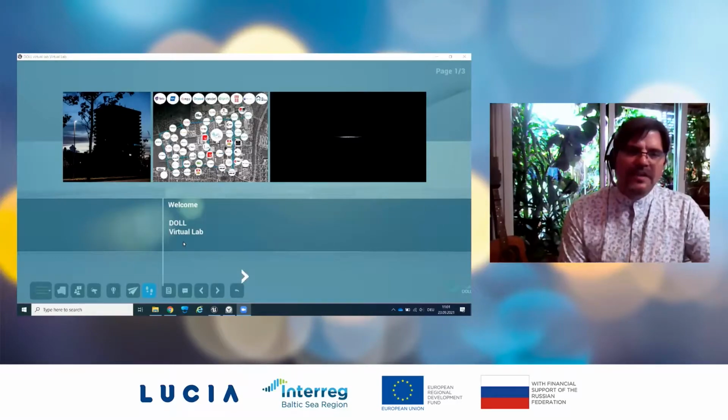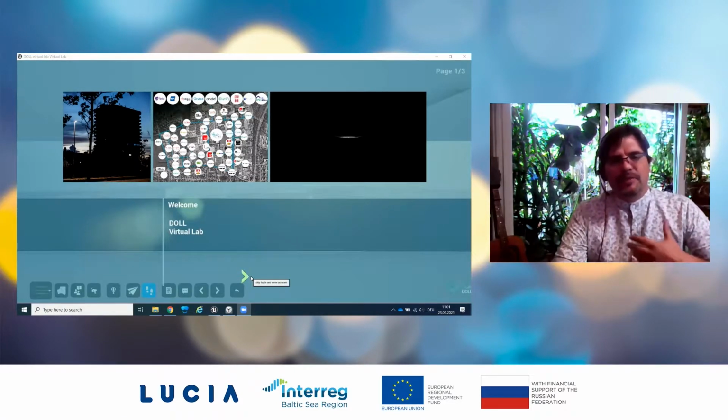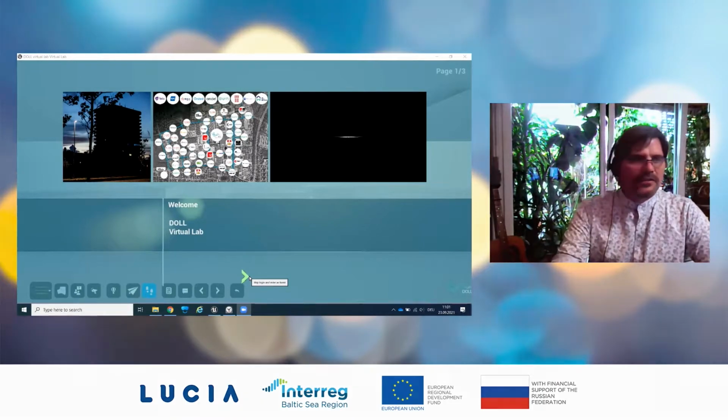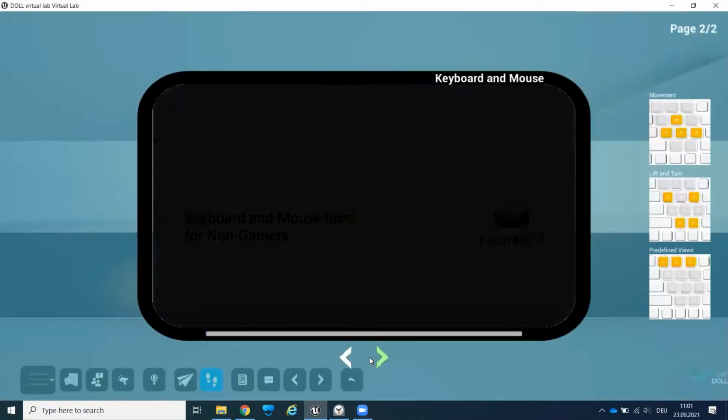I hope you see already my screen, which says "Welcome to the Virtual Lab". I've decided in the morning that we skip the whole theoretical part about VR planning. We just show you what we've done for DOL and for Gate 21 as part of the LUCIA project. Can you give me quick feedback if you're seeing my screen? Okay, yes, excellent.